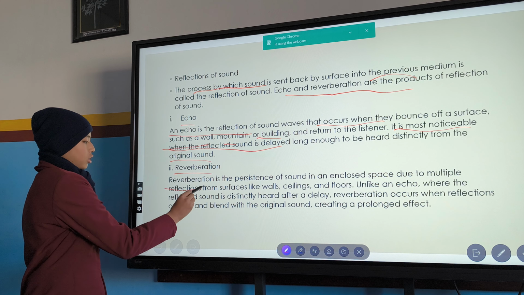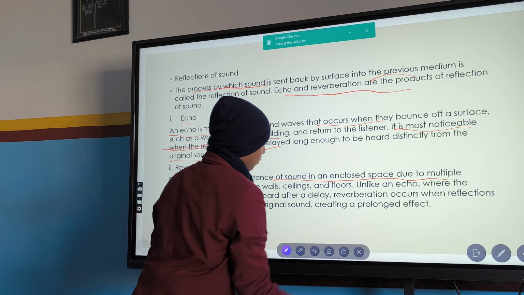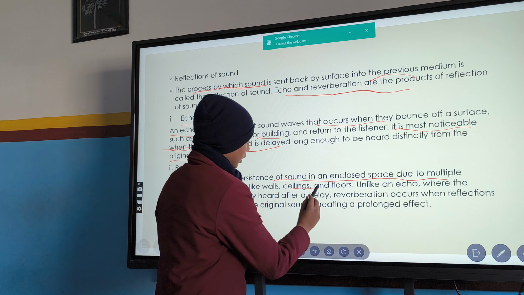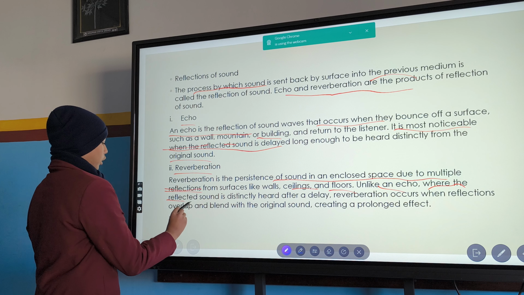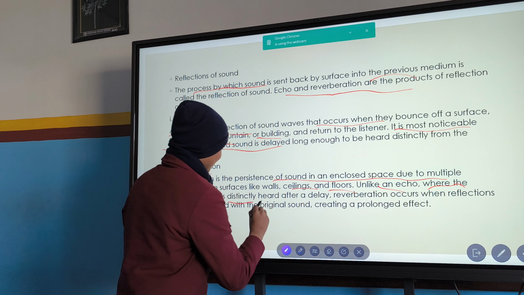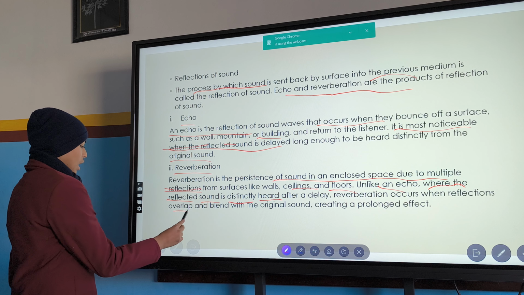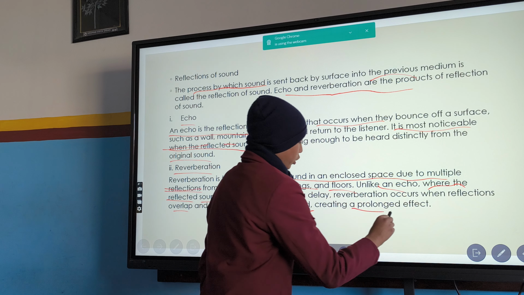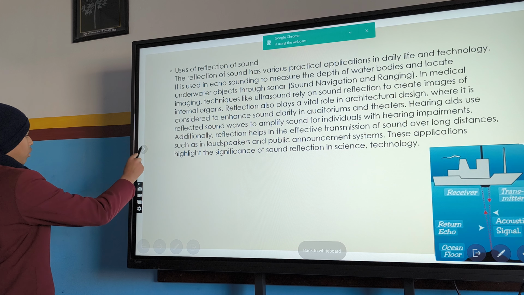Reverberation. Reverberation is also known as the persistence of sound in an enclosed space due to multiple reflections from surfaces like walls, ceilings, and floors. Unlike an echo, where the reflected sound is distinctly heard after a delay, reverberation occurs when reflections overlap and blend with the original sound, creating a prolonged effect. Uses of reflection of sound.